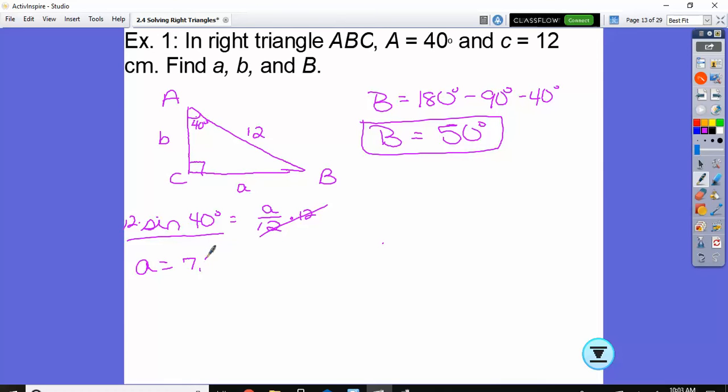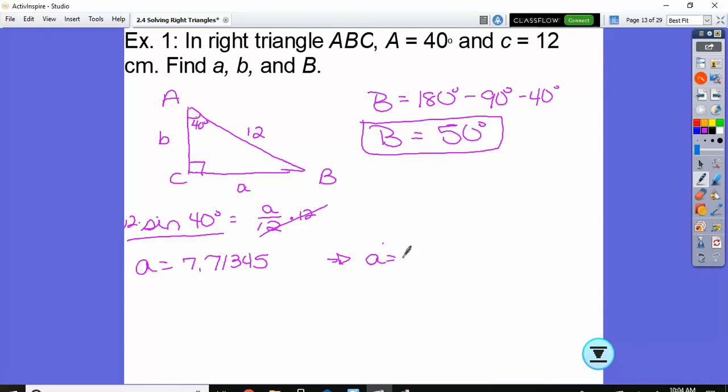I think I got 7.71345. Is that what you guys got? But how many significant digits do I want for my sides? The one side I gave you, 12, had 2 significant digits. So I need to round this to 2 significant digits.